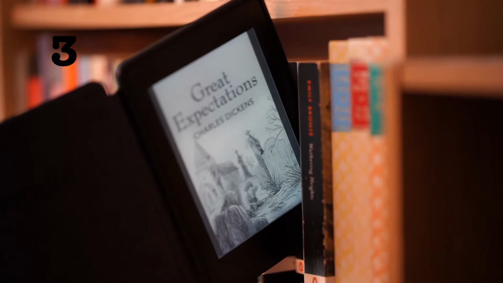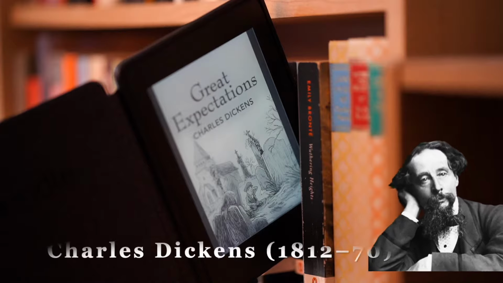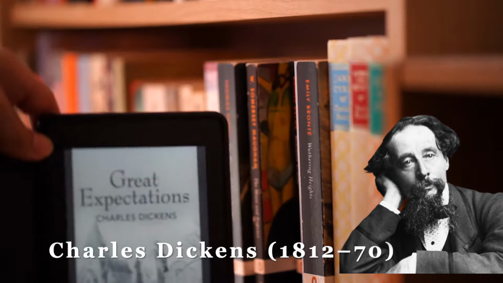Great Expectations by Charles Dickens. Dickens wrote about poverty, growing up, and social mobility in England. Great Expectations is one of his best novels.